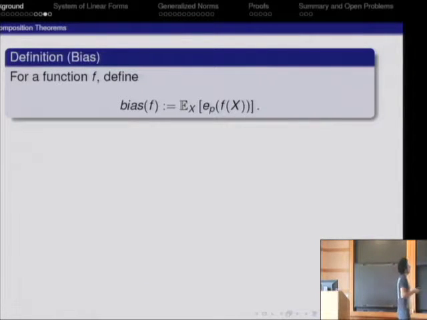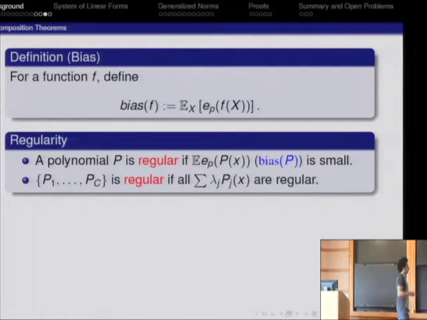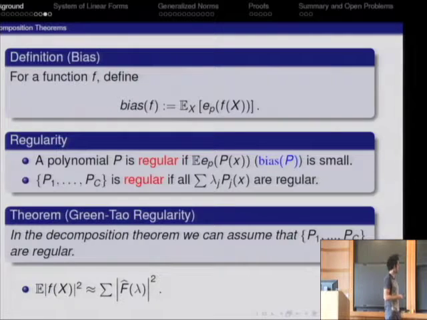To talk about this, we will first define the bias of a function to be just the average of this exponential function. We will call a polynomial regular if it has small bias. Namely, we call it epsilon regular if the bias of it is less than epsilon. And we call a set of polynomials regular if all the linear combinations are regular. So Green and Tao proved that we can assume in the decomposition theorem that the polynomials we get are regular. This gives us the orthogonality that we need because all these non-zero combinations will have very small average. So we can say things like Parseval's identity, but now things are approximately equal.